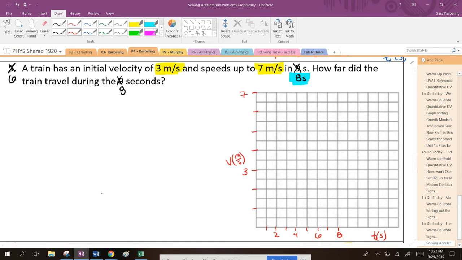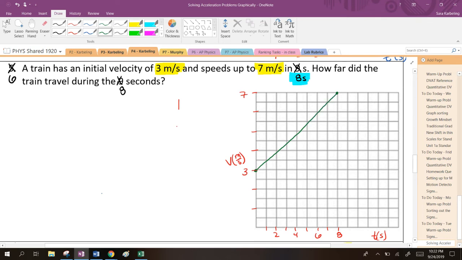Not exactly sure what to do yet, so let's go ahead and graph it, because graphing can tell us a lot of things. So again, we start at 3 meters per second, go up to 7 meters per second after 8 seconds have gone by. Make sure I'm lining this up correctly here. We're going to go like this. And our line, just like it did in question 3, looks like this.